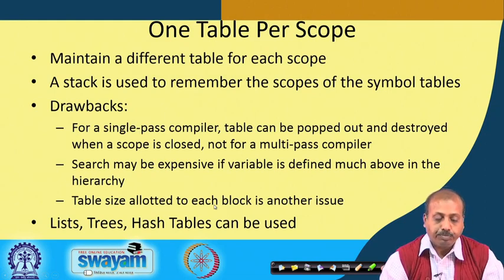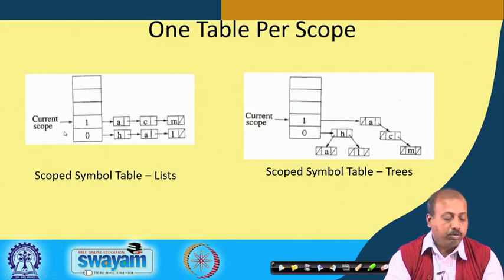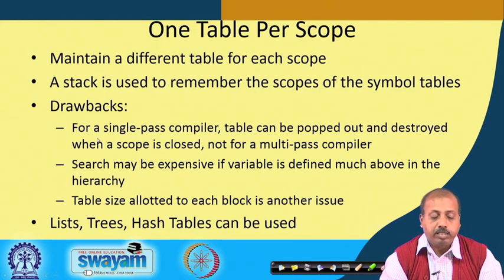So, we can maintain a different table for each scope, and a stack will be used to remember the current scopes of the symbol table. So, when the current procedure or current function is over, we can just get rid of this. If this current scope is over, then this table can be deleted and this current scope pointer can be decremented, so that it points to the next innermost scope. So, that way we can do this.